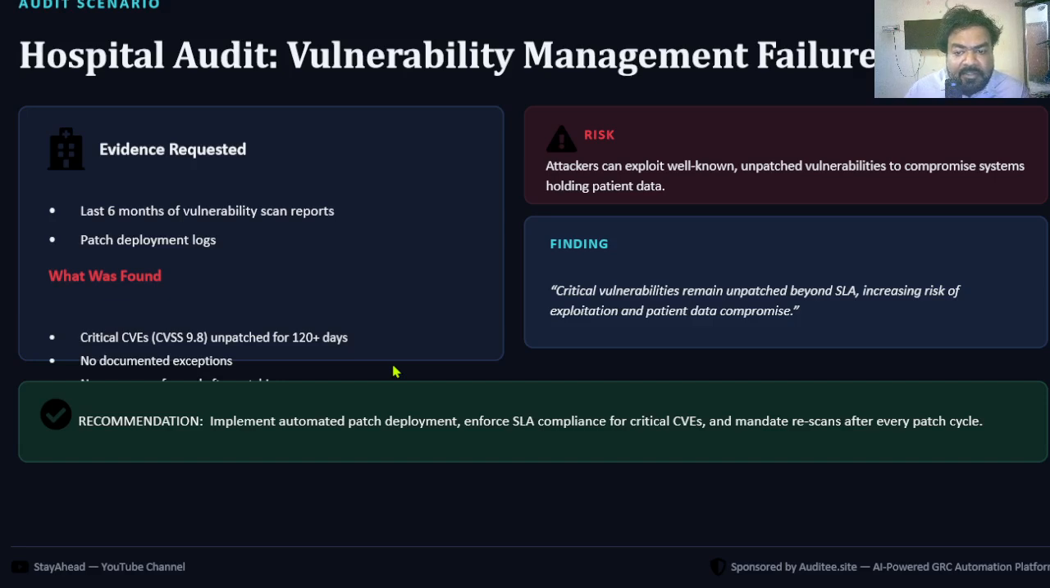The risk is direct. Attackers can exploit these well known unpatched vulnerabilities to compromise systems holding patient data. The finding: critical vulnerabilities remain unpatched beyond SLA, increasing risk of exploitation and patient data compromise. And the recommendation: implement automated patch deployment, enforce SLA compliance for critical CVEs, and mandate rescans after every patch cycle. Notice how no documented exceptions is its own red flag. A mature program allows for risk accepted delays, but they need to be approved and time bound, not just silence.